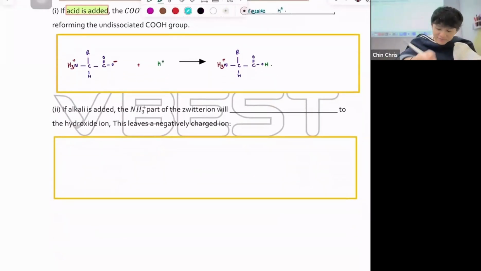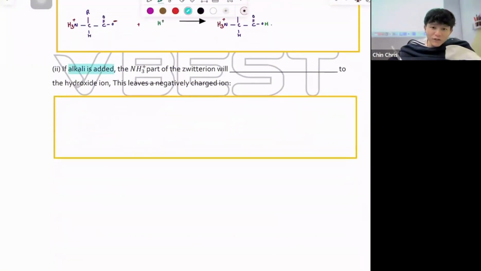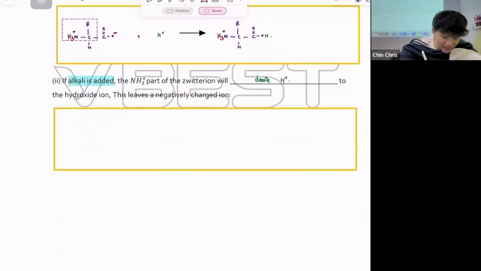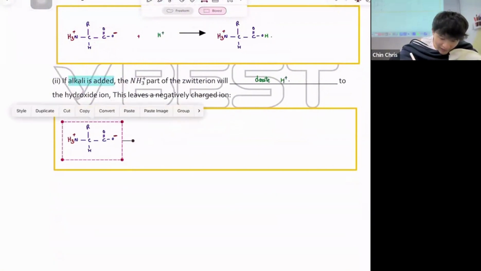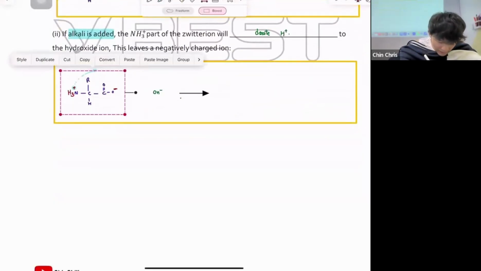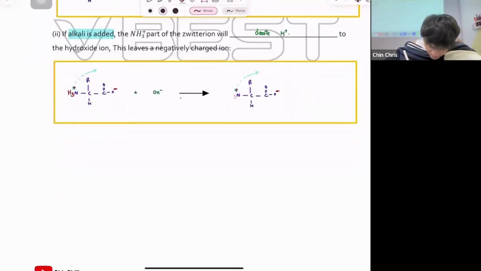All right, guys, next. When alkaline is added, how? The NH3 part of the zwitterion will donate an H plus. So guys, let's say I take this zwitterion and I add an OH minus here. The zwitterion will donate the H plus here, so you will get this thing.